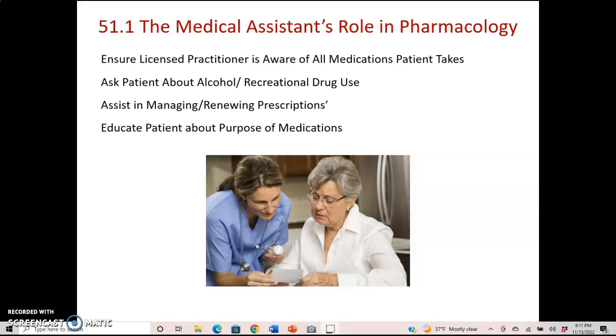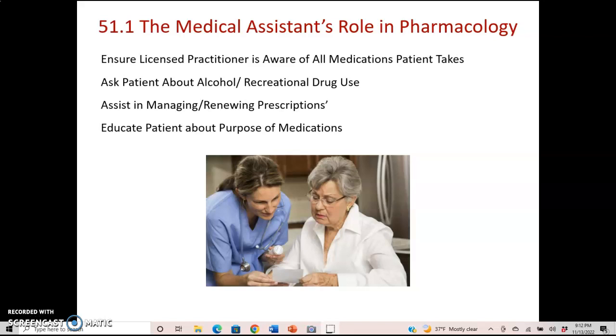Regardless, our learning objectives for this short section will be to identify the medical assistant's role in pharmacology and recognize the 5 categories of pharmacology and their importance to medication administration. So what is your role as a medical assistant? Pertaining to pharmacology, it is to ensure licensed practitioners are aware of all medications a patient takes, so taking an accurate and detailed list. This will include both prescription medications and over-the-counters, as well as vitamins and herbal supplements. You want to ask the patient about alcohol and recreational drug use, both past and present, because that can influence how they react to medications.